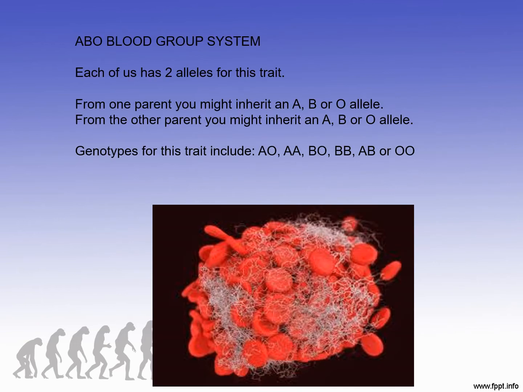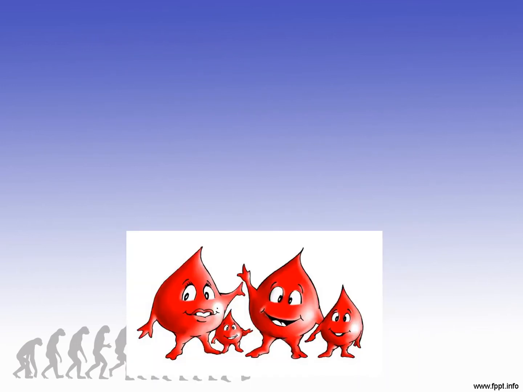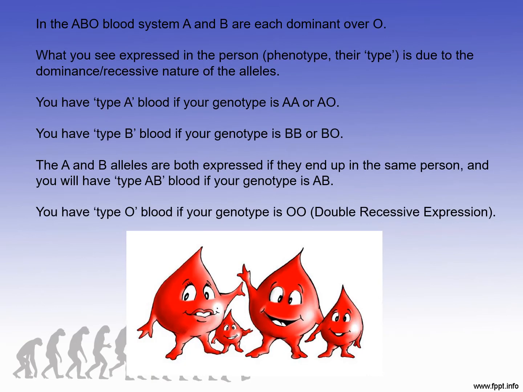So remember last time we talked about the ABO blood group, right? Remember each of us has 2 alleles for this trait. So from one parent you might inherit an A, B, or O, and from the other you will inherit either an A, B, or O, right? So your genotype for this trait determines what your blood type is. Right, we talked about this in the last lecture. Just be sure to review this.